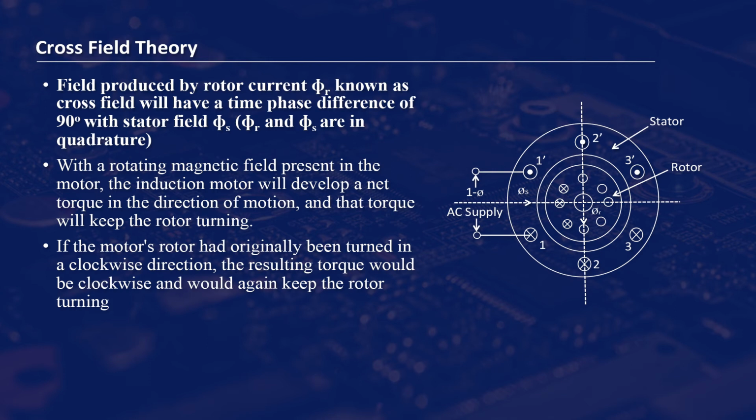So, these fields produce a revolving field which will rotate in the direction in which the rotor was given an initial rotation. If the rotation was given in a clockwise direction, then the motor will rotate in a clockwise way. So, by this we have seen that in the double field theory, we are resolving the main flux into two fluxes, while in the cross field theory, we are giving an initial rotation to the rotor and finding that the rotor flux is in quadrature with the stator flux, and that is why it will give a torque to rotate the motor.